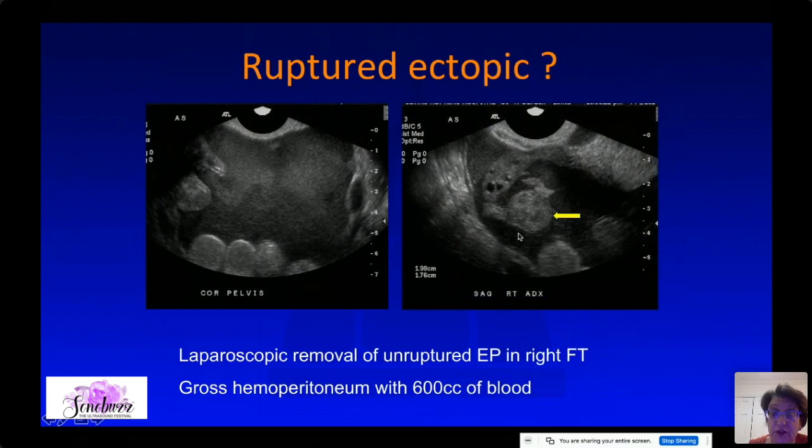Here's her ectopic pregnancy, and although for all the world it looked like a ruptured ectopic pregnancy, in her case it was just unruptured, but bleeding from the fimbriated end, and she had a gross amount of hemoperitoneum.